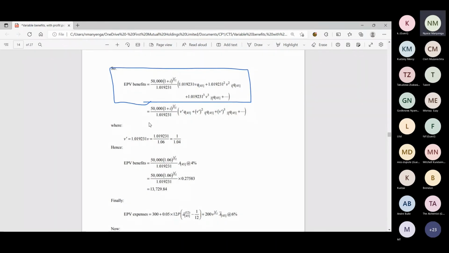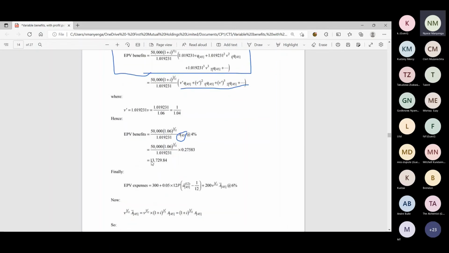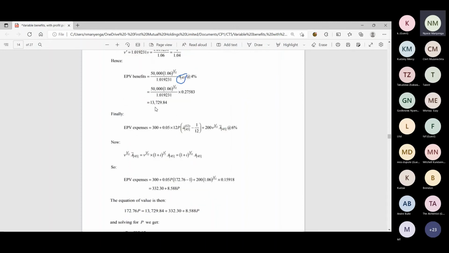So once you've done that, this is simplified, and you see that this term here is similar to this term from first principles. This whole life assurance function for a select life aged 45 will now be calculated at 4%. You can easily look it up from your tables, and also simply evaluate this function. Once you've looked up this assurance function and simplified, you find that the expected present value of benefits is equal to 13,729.84. So this is now your expected present value of benefits.